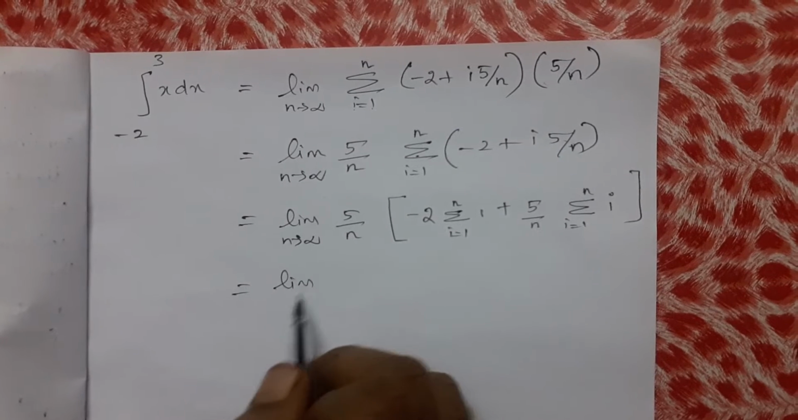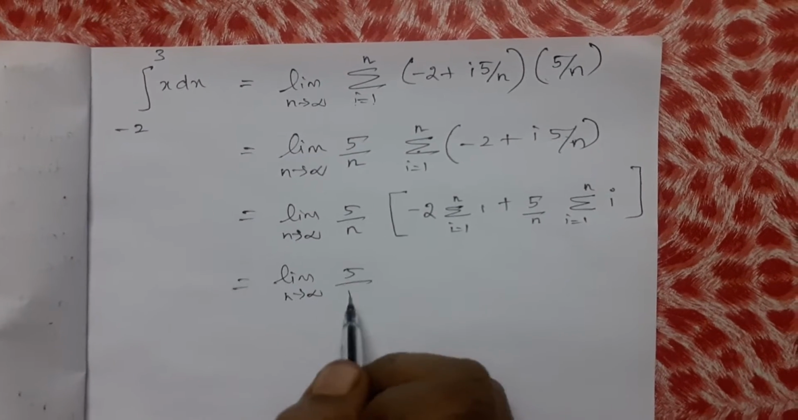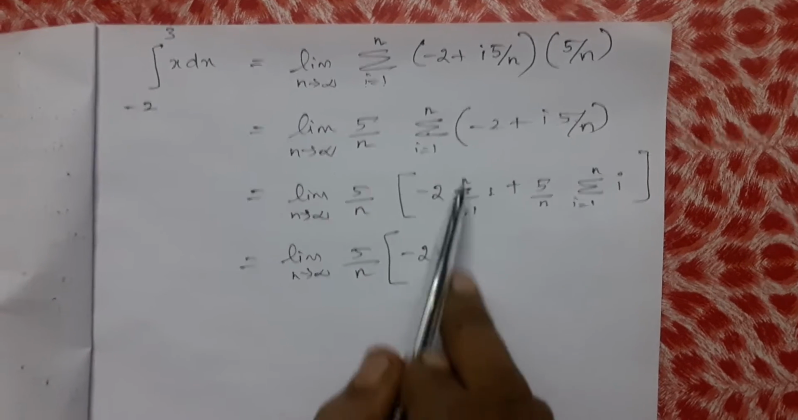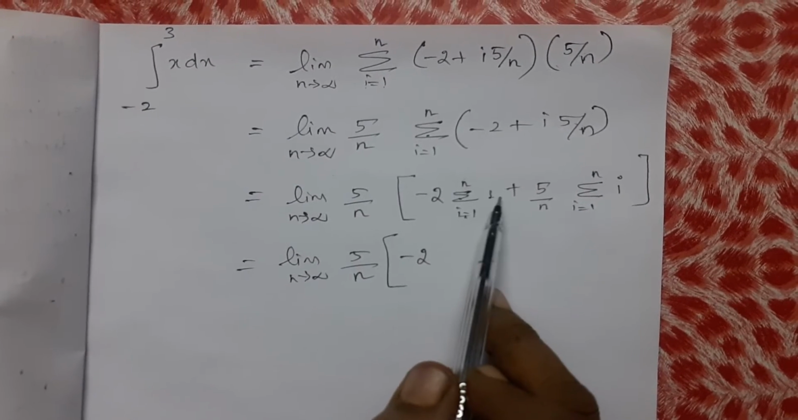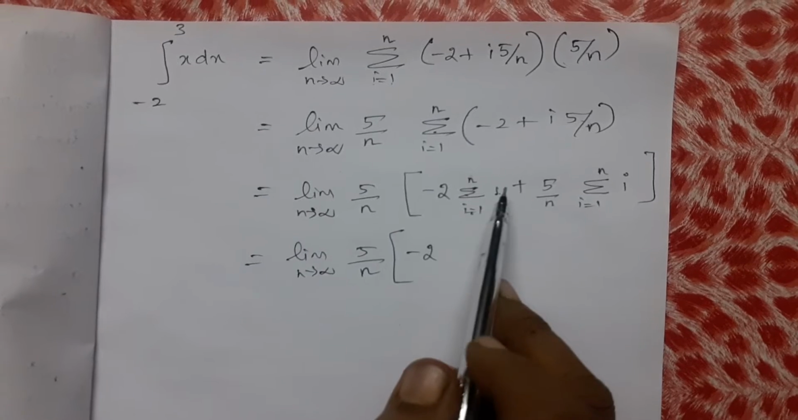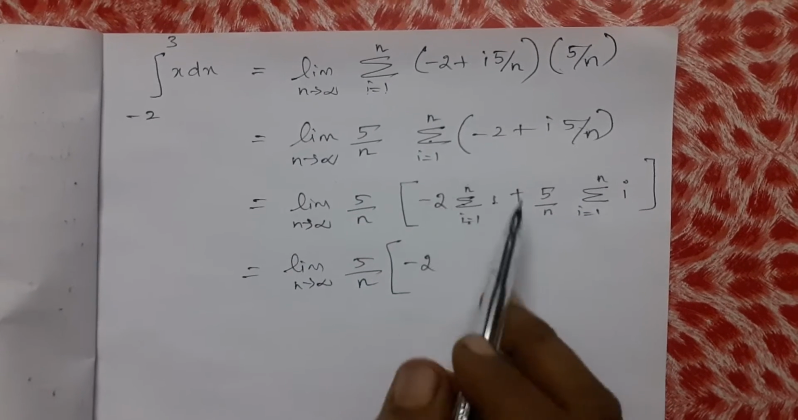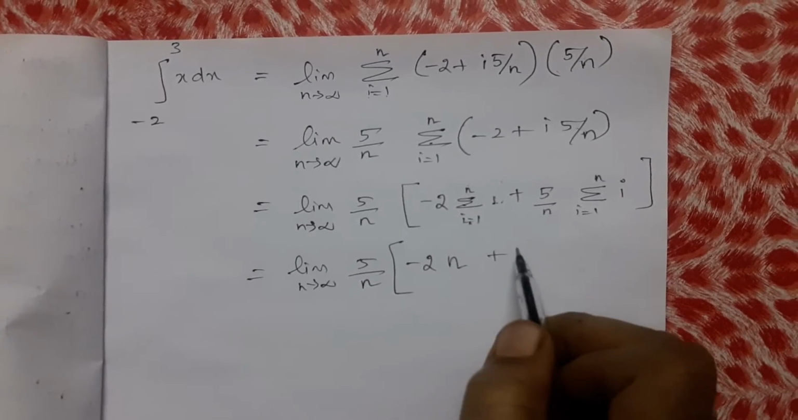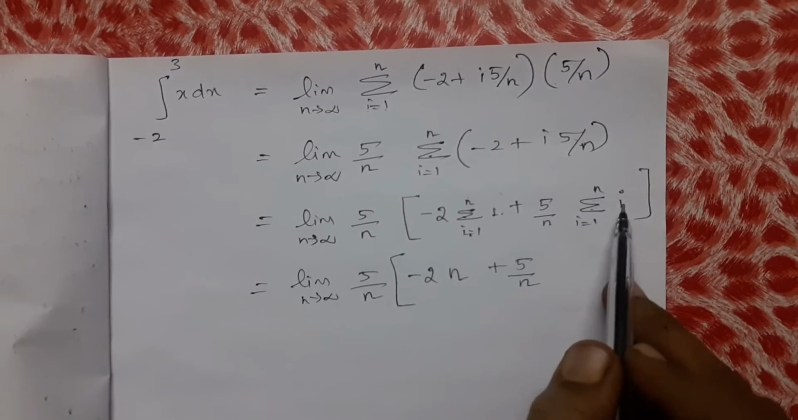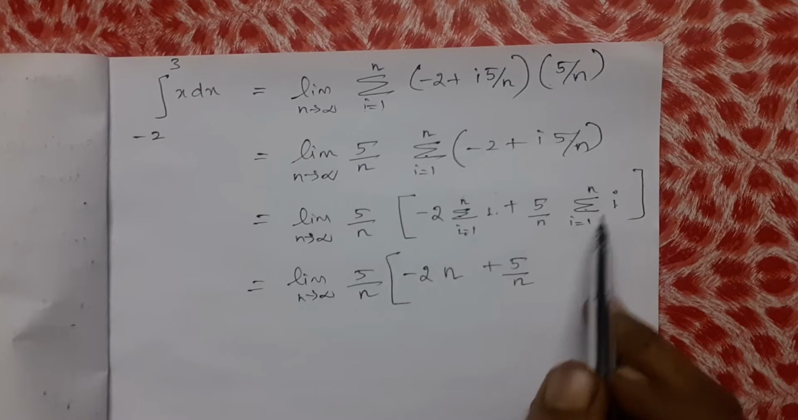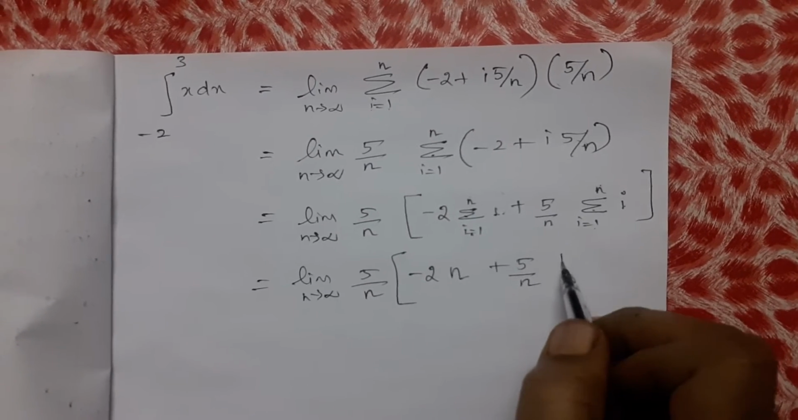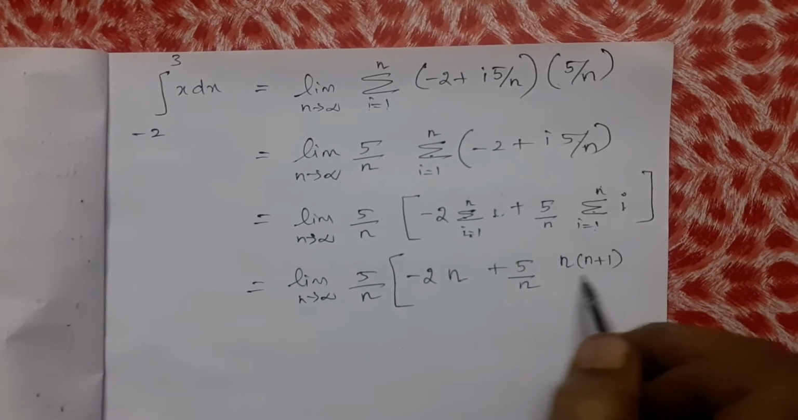Now limit n tends to infinity, 5 by n times: we have minus 2 times the summation of 1, n times. 1 plus 1 is 2, 1 plus 1 plus 1 is 3, if I add 1 four times we get 4. Here I am adding 1 n times, which is n. And for 5 by n times summation of i, i varying from 1 to n, this is the sum of n natural numbers whose formula is n into (n plus 1) by 2.